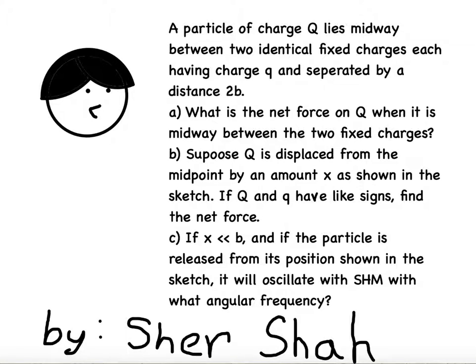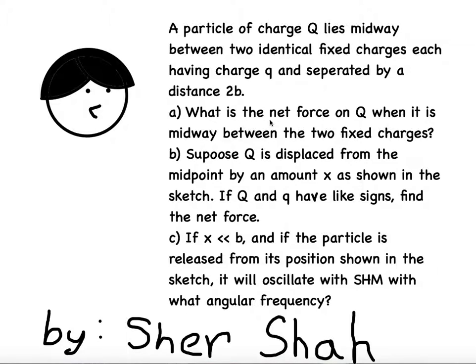Hello everyone, I'm going to do problem 8 on the physics homework. A particle of charge uppercase Q lies midway between two identical fixed charges, each having a charge of lowercase q and separated by a distance 2b.